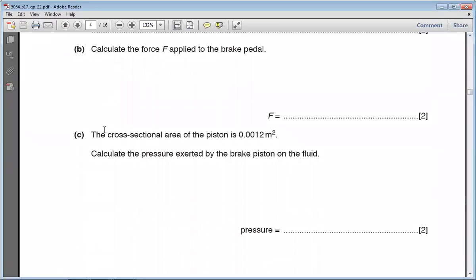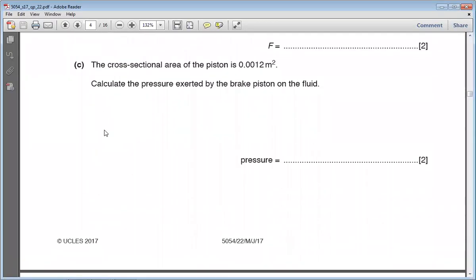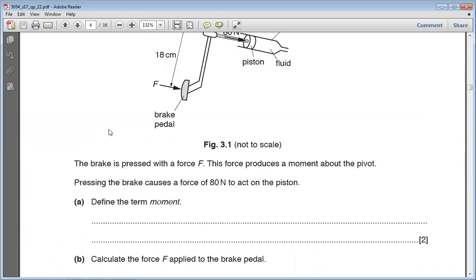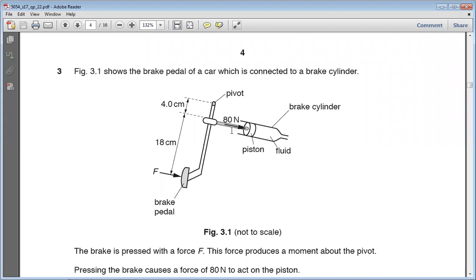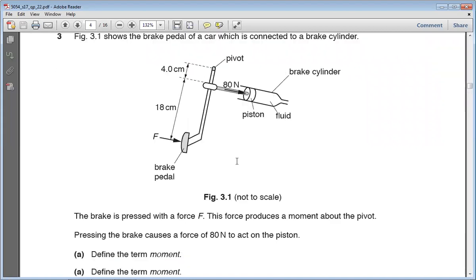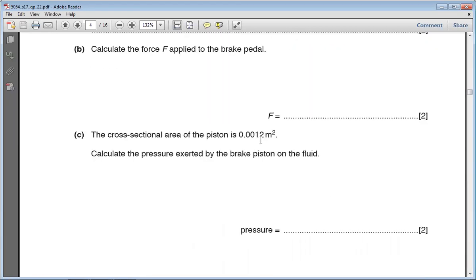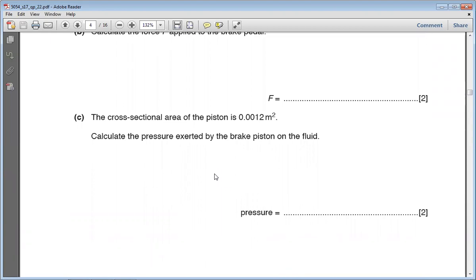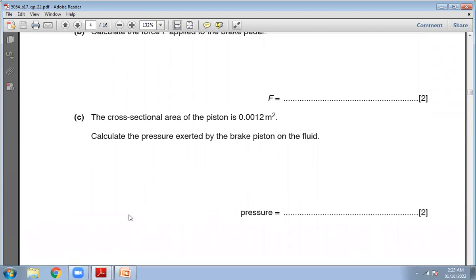In the next part, he says the cross-sectional area of the piston is 0.0012 meters squared. Calculate the pressure exerted by the brake piston on the fluid. So they are talking about this. Here the force applied is 80 Newton and the area is 0.0012 meters squared. And they want us to find out the pressure.